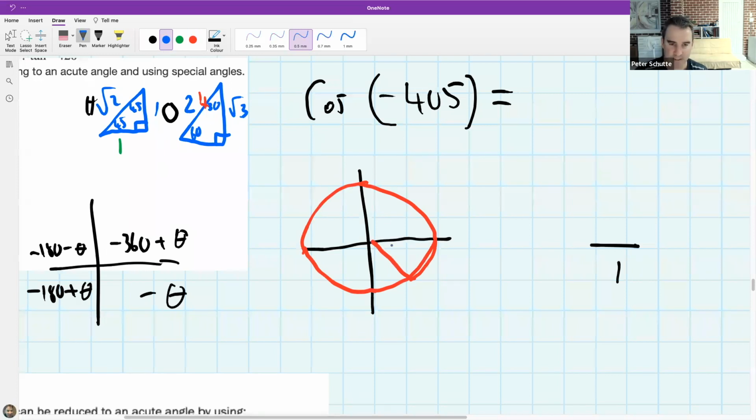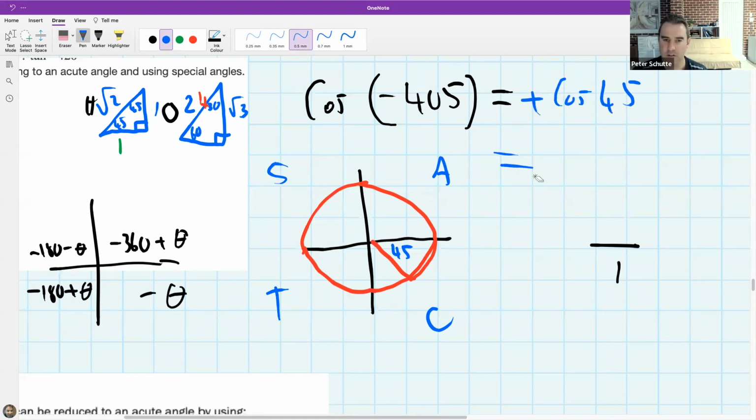So how big is this angle here? It's 45. So in this quadrant, cos is positive, and this gives me plus cos 45. Now, if I want to know what plus cos 45 is, it's just going to be a over h, or 1 over root 2. Or if you've rationalized the denominator, it will be root 2 over 2.